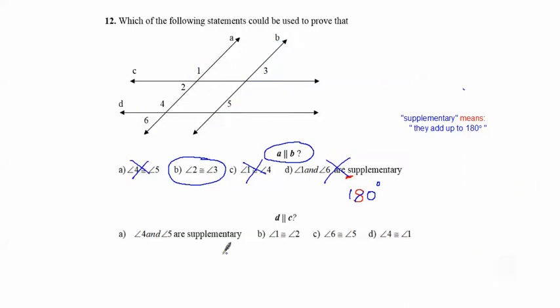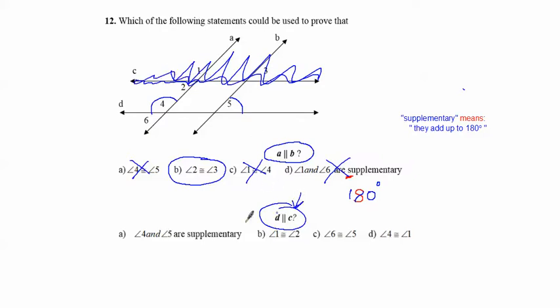For the next one, they were asking you how to prove that D is parallel to C. Following the same procedure, they're asking now if 4 and 5 are supplementary. Here's angle 4, here's angle 5. So that means I'm not using this part of the drawing, which means I'm not using line C, and that's one of the ones I'm supposed to use. So that's not an option.